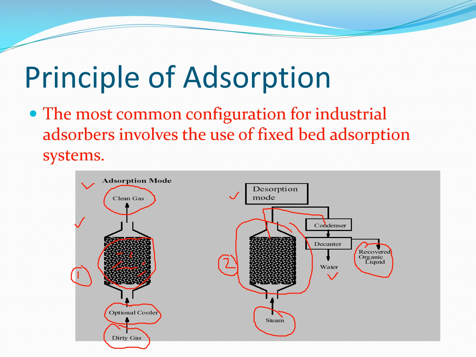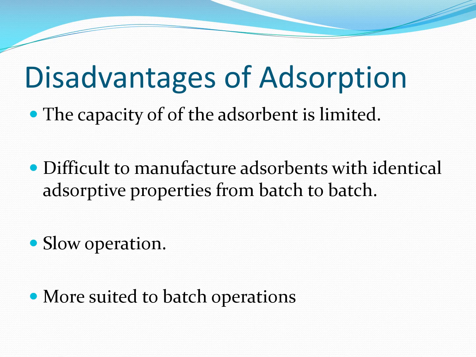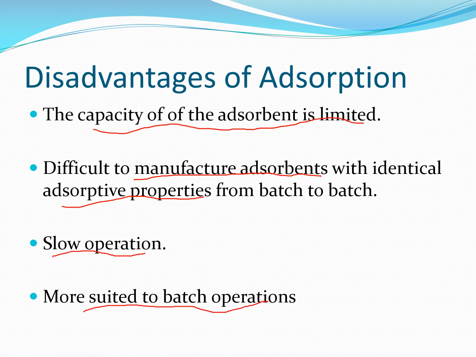So it's basically a fixed bed adsorption system that is mostly utilized. There are certain disadvantages of adsorption. For example, the capacity of the adsorbent is limited, so we cannot deal with higher flow rates. Capacity is limited, it is difficult to manufacture adsorbents with identical adsorptive properties, it is a slow operation, and it is more suited to batch operation. So these are certain disadvantages of the adsorption phenomena.